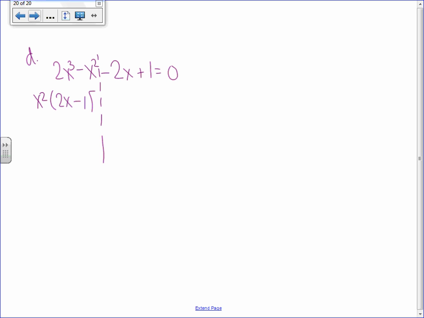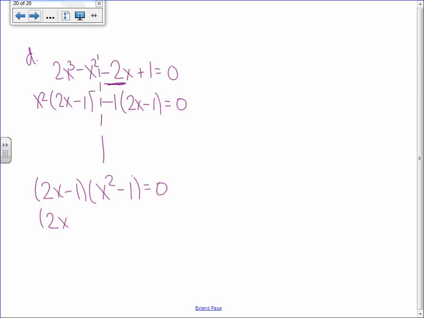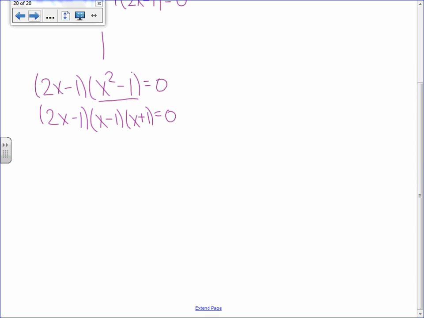Now, on the right, it might not look like there's a GCF, but you can always pull a 1 out, right? 1 is a factor of everything, but I'm actually going to pull out a negative 1 because my leading term is negative. So I'll pull out a negative 1, and I'll be left with 2x minus 1. So I've got a 2x minus 1. I'm left with x squared minus 1. And there's still more to factor because x squared minus 1 is the difference of perfect squares. I get x minus 1 and x plus 1. Be careful. A lot of people like to forget that 1 is a perfect square.